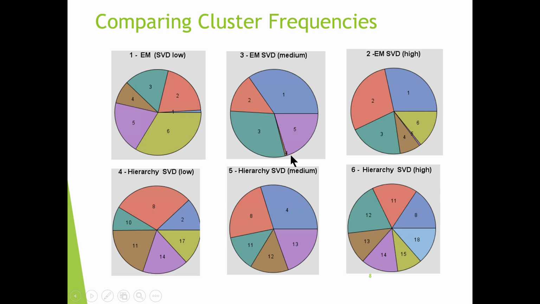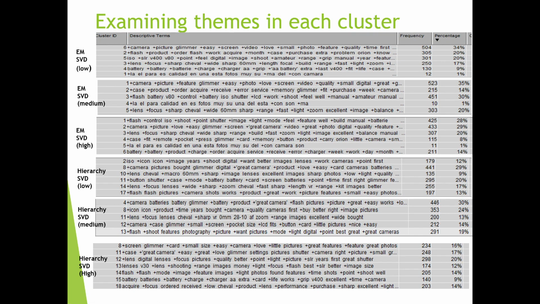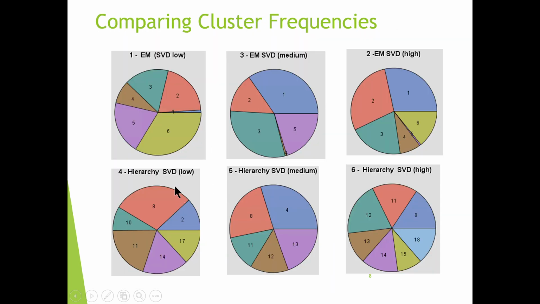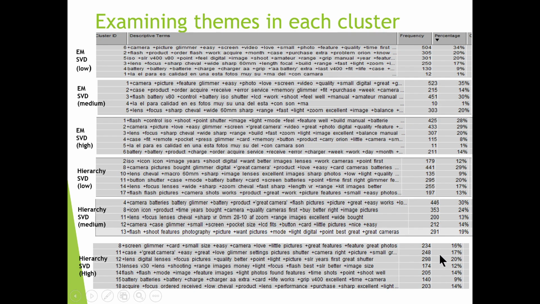Probably if you look at the model, the descriptive terms refer to this. You can see here. The bottom 3 are the hierarchical, using the hierarchical algorithm with different SVD resolutions. If you want to know the exact percentage, you go to the descriptive terms. They can tell you the numbers here. The frequency number tells us the number of terms that go into each cluster that make up this cluster.